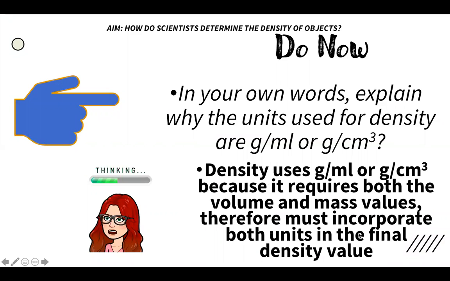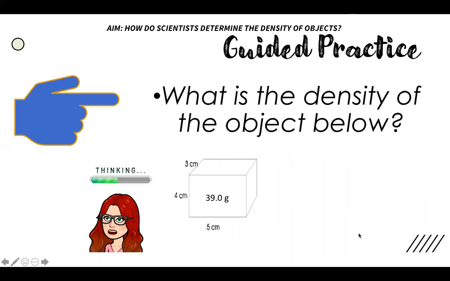Density uses grams per milliliter or grams per centimeter cubed because it requires both the volume and mass values. Therefore, it must incorporate both in the final density value. Remember, density equals mass divided by volume. So we're using the mass unit, which is grams, and then volume, which if you have a liquid is milliliters, and if you have a solid is centimeters cubed. That's why it has both. So let's practice.